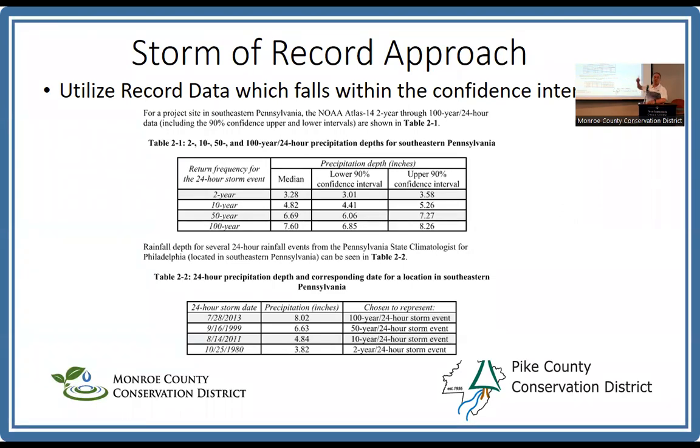So again, in this case, it could be a scenario that benefits you. It could be a scenario where you might have a higher rainfall event than what you would get from NOAA. I believe it's the Pennsylvania State Climatologist is where they get these. Yes.